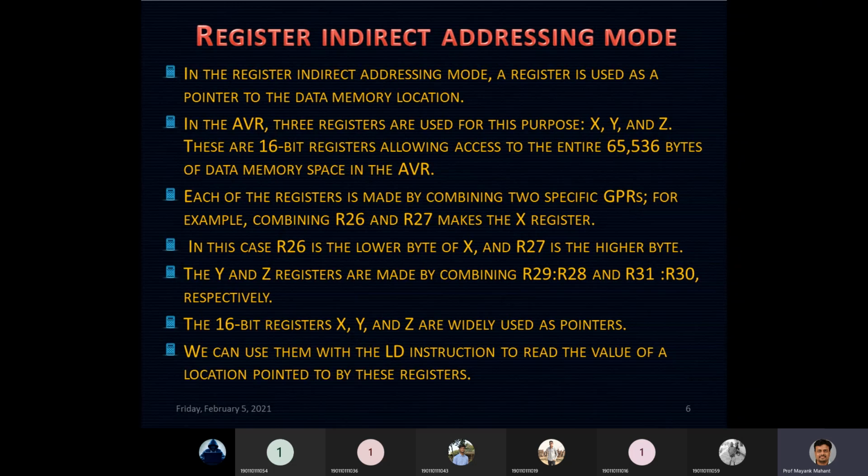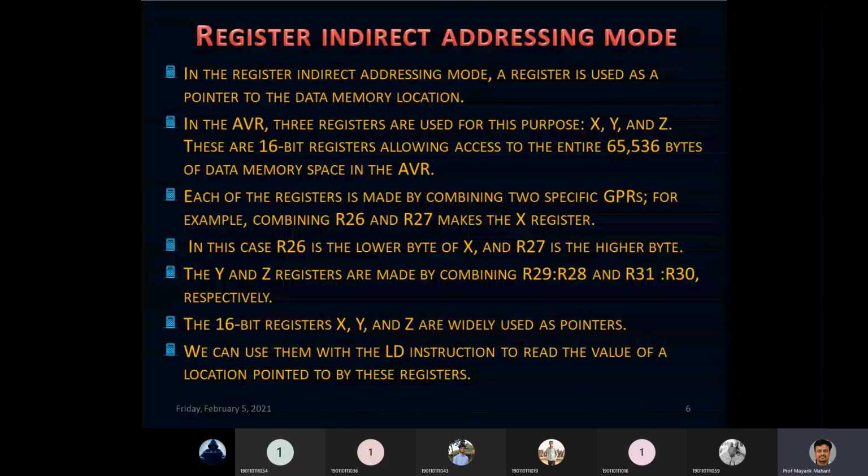These registers are the X, Y, and Z registers. All three are 16-bit registers that allow us to access the entire data memory space of the AVR. So if you want to use a pointer, we can use the X, Y, and Z registers as pointers.